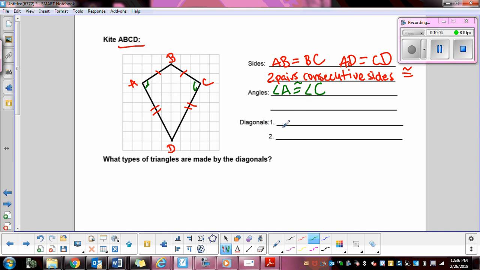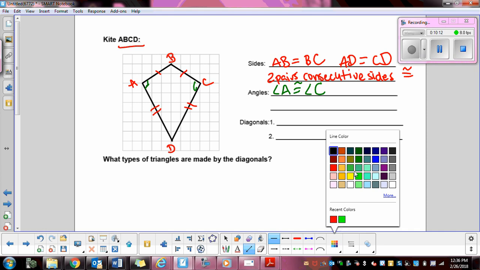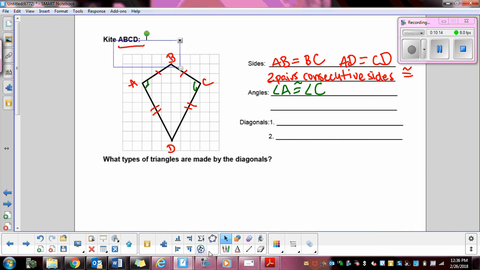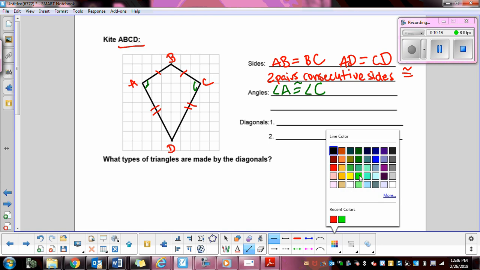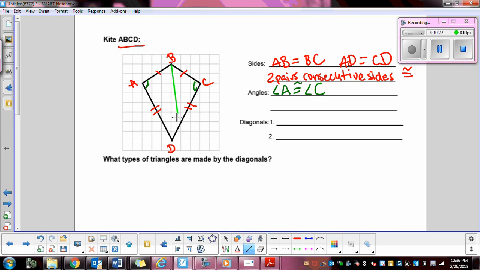And for my diagonals, I know that my diagonals are perpendicular. I'm going to draw in my diagonals. And maybe green, I guess. I don't know. Doesn't matter. Sometimes it doesn't work. So my diagonals are always going to be perpendicular, which means that they meet at a 90-degree angle. So this right here is a 90-degree angle, this one's a 90-degree angle, this one is a 90-degree angle, and this one is a 90-degree angle. So my diagonals are perpendicular.